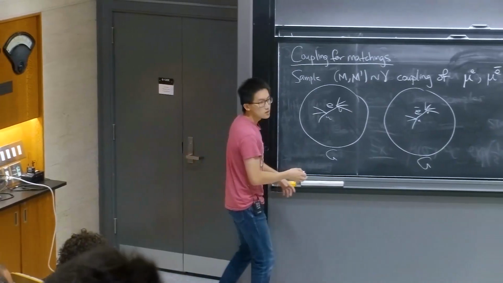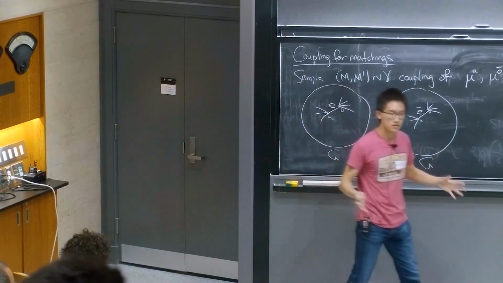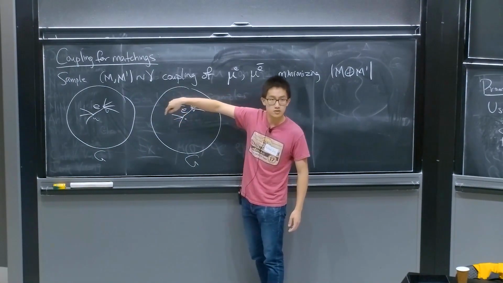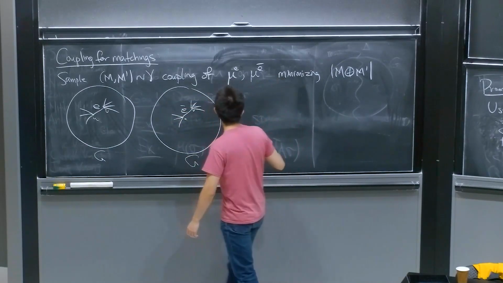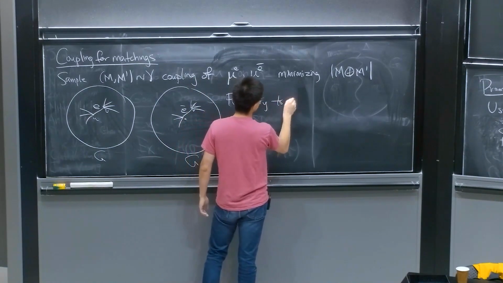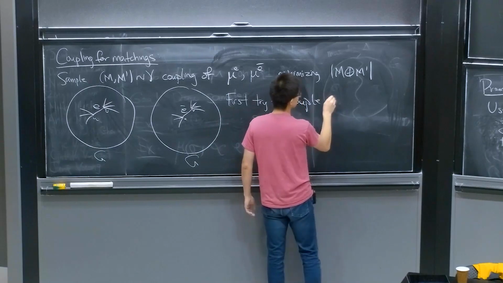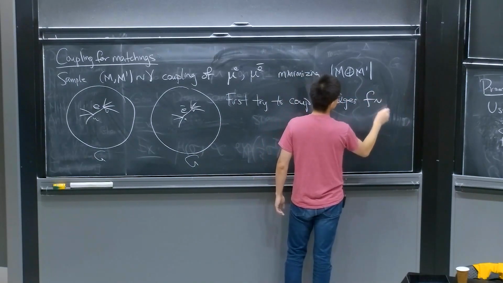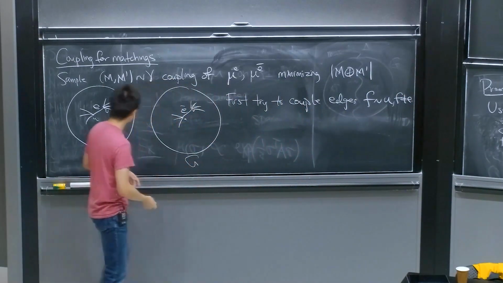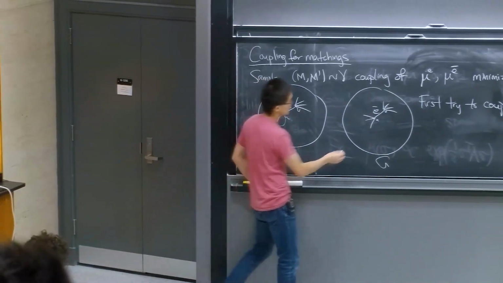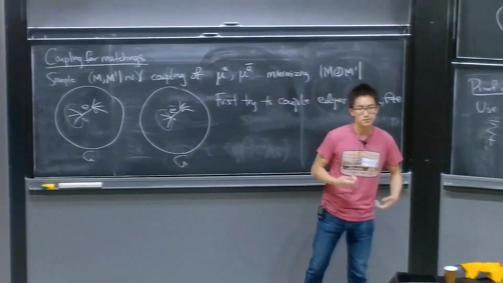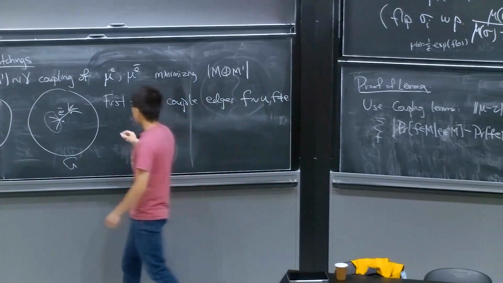Before constructing the full coupling, let's just try to couple the assignments for the edges that are incident to U and not equal to E. So let's first try to couple edges F incident to U, where F is not equal to E. I want to couple these edges, just for now. We're not constructing the full matching yet. We'll then do this inductively. So here's a claim.